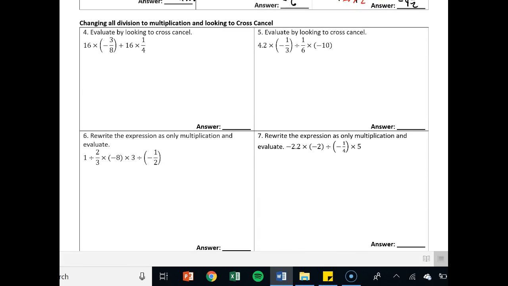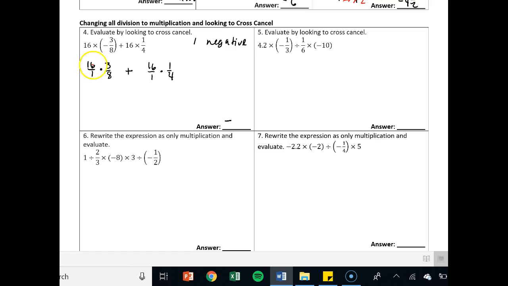Now let's work a more difficult problem. When we look at a problem like this, with 16 times negative 3/8 plus 6 times 1 over 4, you always want to turn everything into fractions. And if you see any division, you want to change it into multiplication. So I would rewrite this as 16 over 1 times 3 over 8, plus, and I'm going to put a big space between, 16 over 1 times 1/4. There's one negative, so I know my answer is going to be negative. So I'll just put the negative right there.